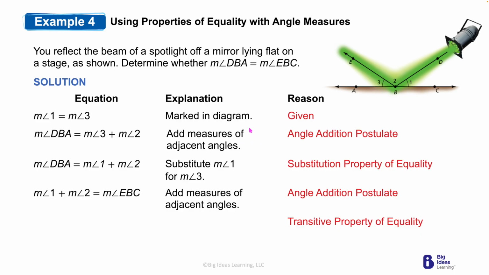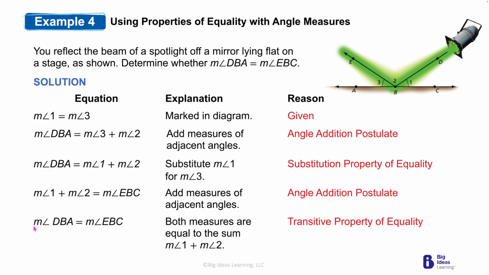So now we have our transitive property. Since measure of angle DBA equals measure of angle 1 plus measure of angle 2, and since the measure of angle EBC also equals the measure of angle 1 plus the measure of angle 2, we can state that the measure of angle DBA equals the measure of angle EBC.